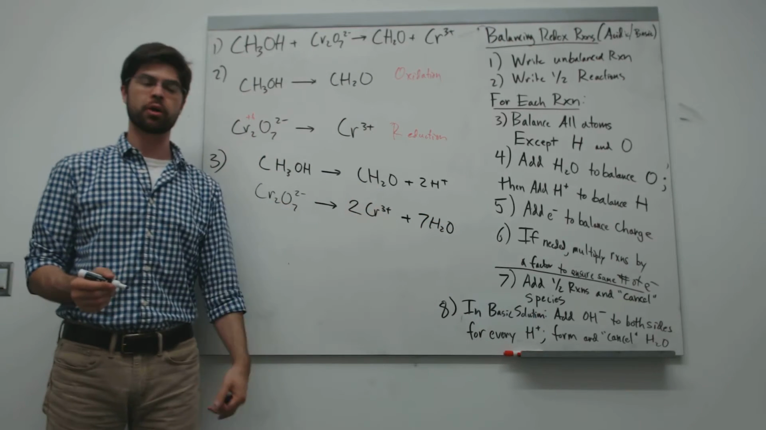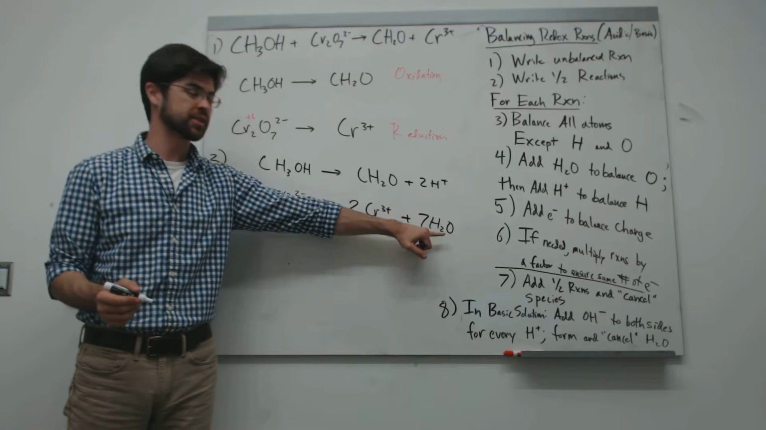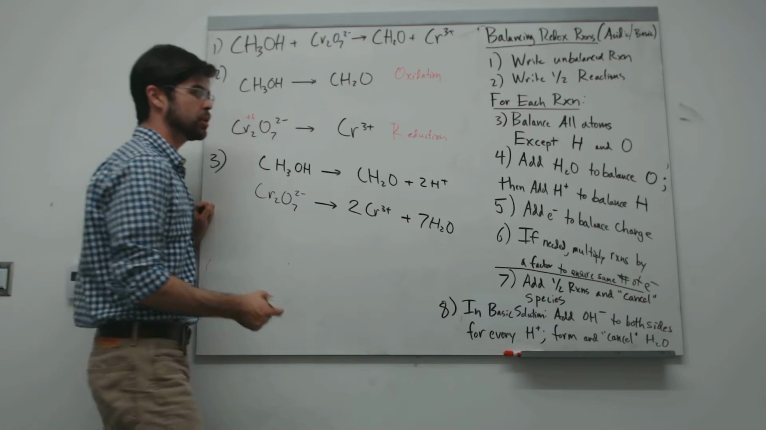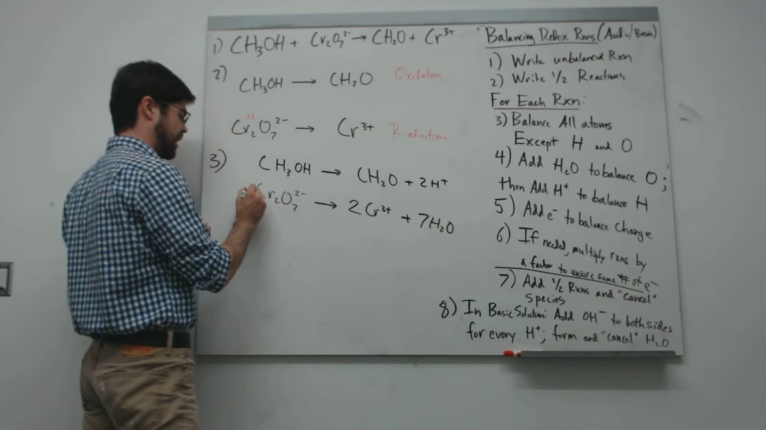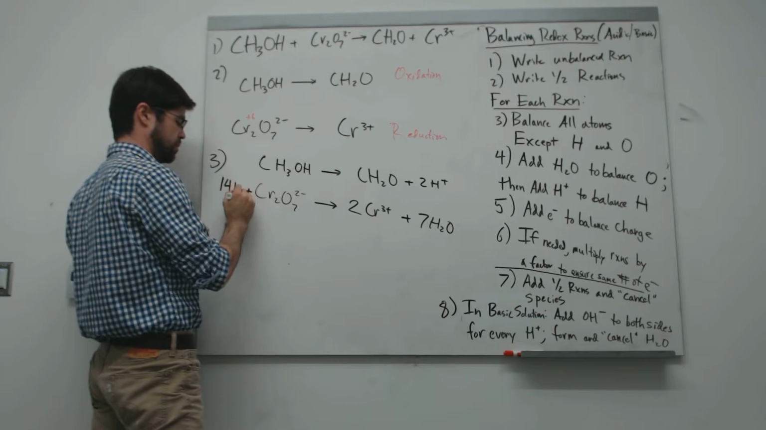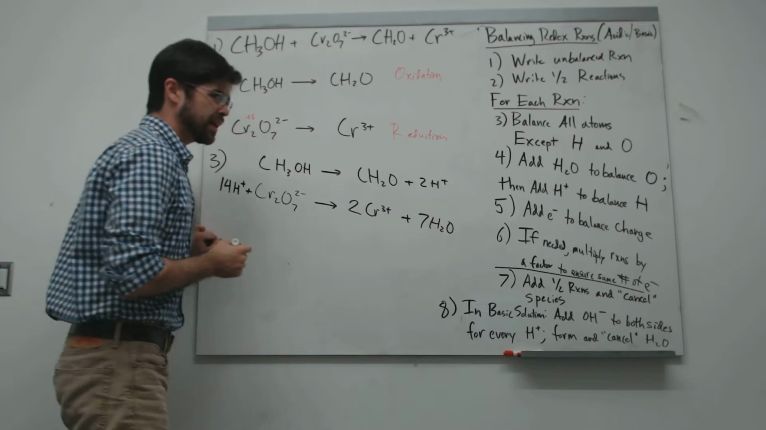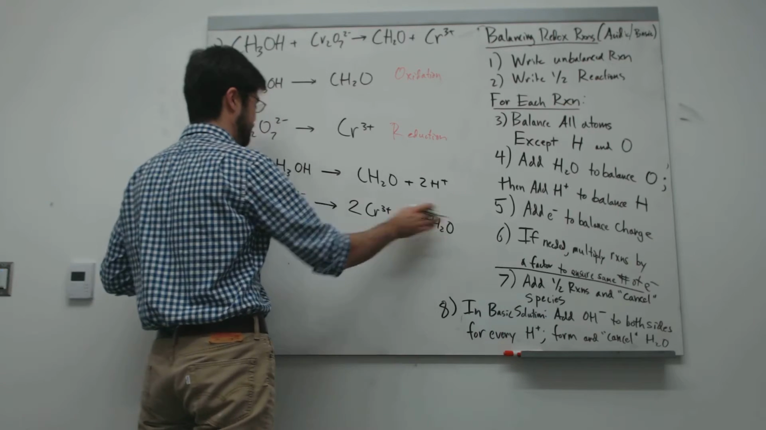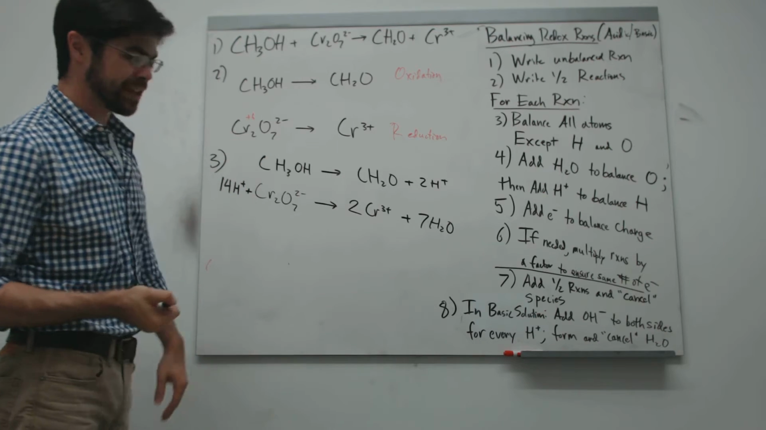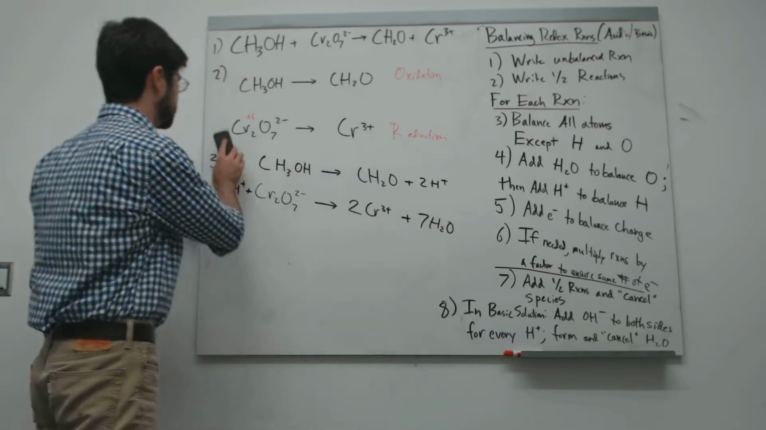Now the oxygens are balanced, but by doing so, I've added a bunch of hydrogens. I've added 14 hydrogens over here, and I don't have any hydrogens over here. So to balance the hydrogens, I will add 14 H plus ions. Now in step 5, I apologize, I'm going to run out of space very quickly here, so I'm not going to keep labeling each of these steps. But I'm on step 5 right now.